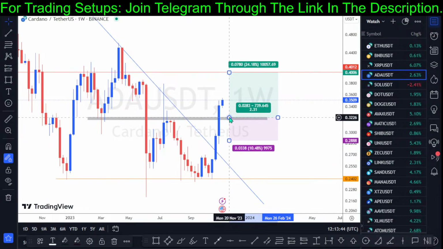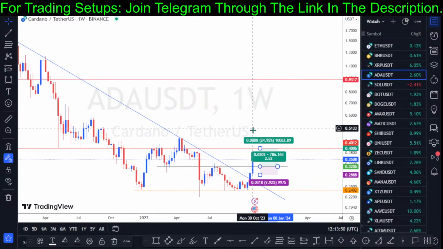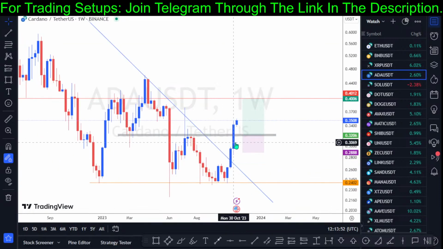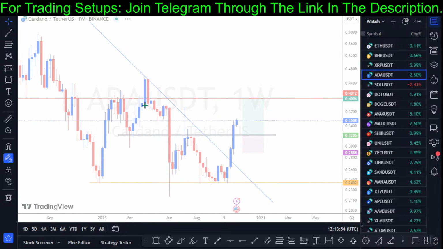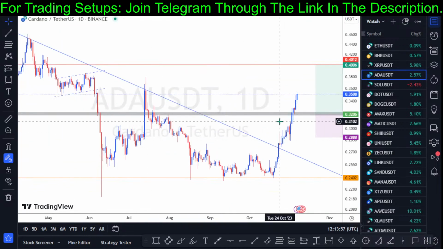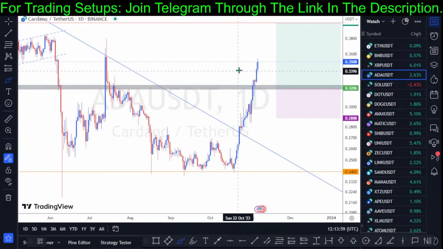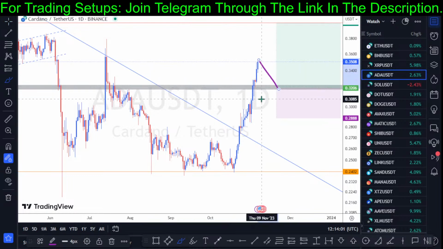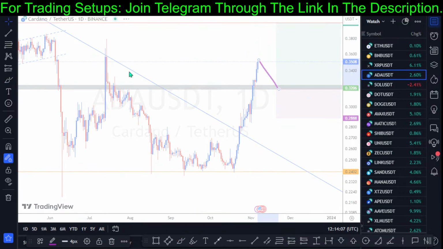So which means I have to make an entry at the pullback right there for me to make at least like a 2 risk to reward ratio or 2.5 risk to reward ratio. You can see that. So based on the previous week's bullish candlestick, I'm looking out for a bull entry, and I'll be looking to do that if I can see a pullback to the minor structure of the 0.3206. So let's check the 4-hour chart.